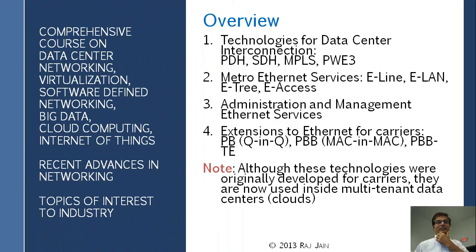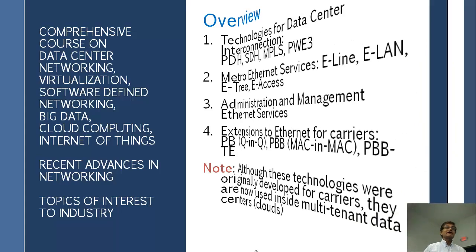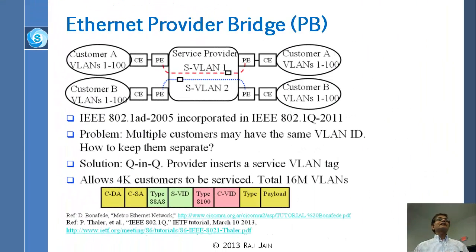Ethernet provider bridge. So now the IEEE is getting into the business of somehow fixing Ethernet so that the carriers can use it. First came MPLS, they fixed IP, they fixed MPLS so that carriers started buying MPLS rather than SONET, which was their favorite.